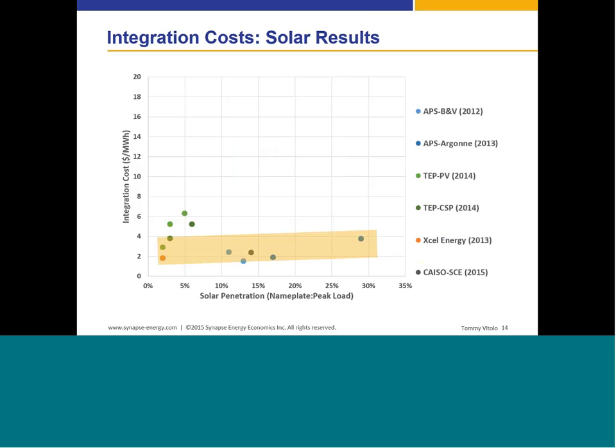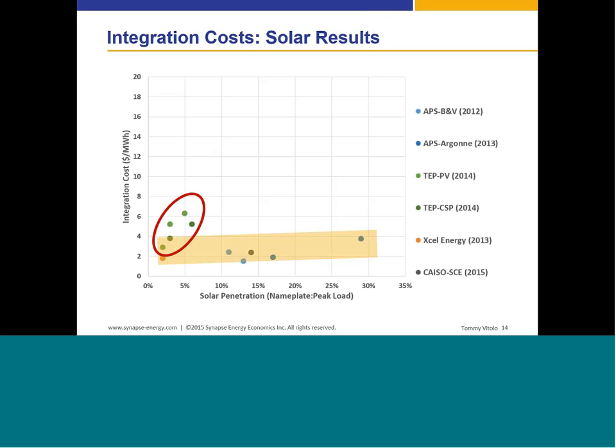I don't have a good answer as to why the wind studies tended to use system capacity and the solar studies tend to use peak load, but that's what they do. Similar to the wind study, we did have some outlier.